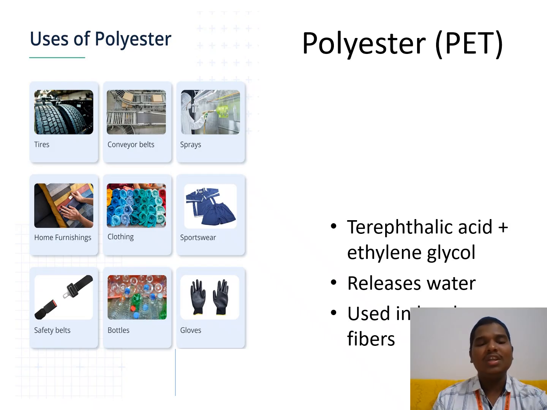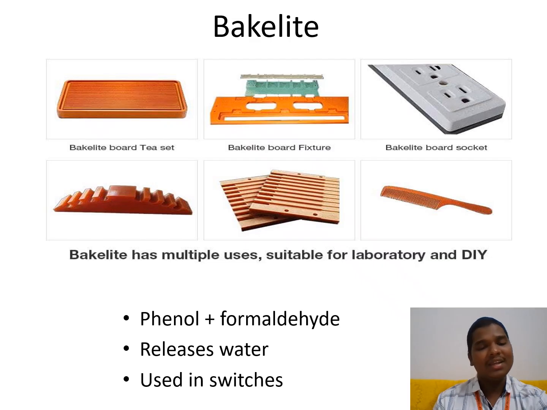Next, we'll go through bakelite. Bakelite is a thermosetting polymer made from phenol and formaldehyde. It becomes permanently hard after molding and cannot be reshaped. It is used in switches, electrical plugs, handles, and heat-resistant products, such as the handle of a pan in kitchenware, which is also made from bakelite.